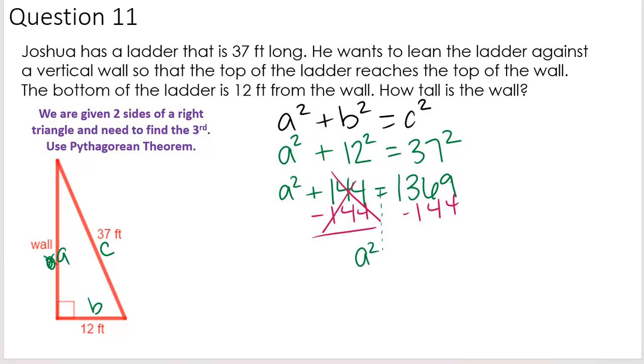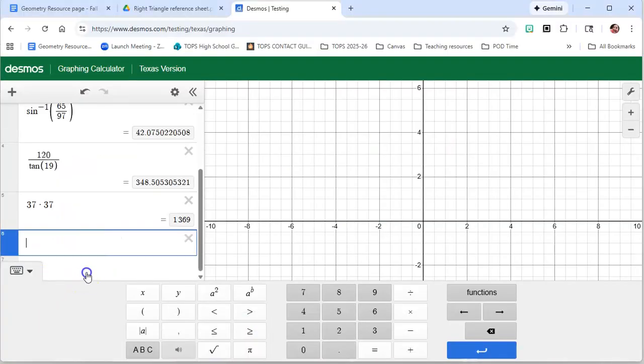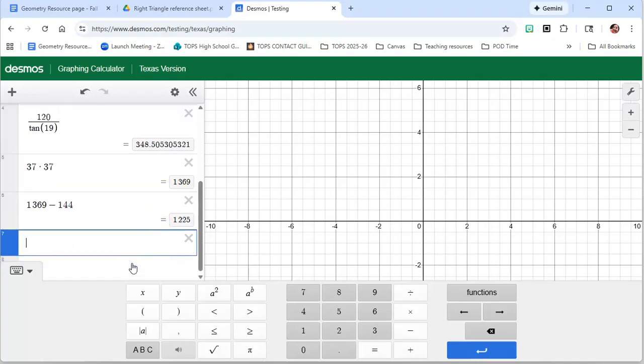Now we're left with a squared is equal to, okay, well, I guess I could do the subtraction here. 9 minus 4 is 5. 6 minus 4 is 2. 3 minus 1 is 2. And then you got a 1. Okay, 1225. But I'm going to check myself. 1369 minus 144. Okay, good. I got 1225. Now, I need to do the square root of that, right? So radical 1225. And I get 35.